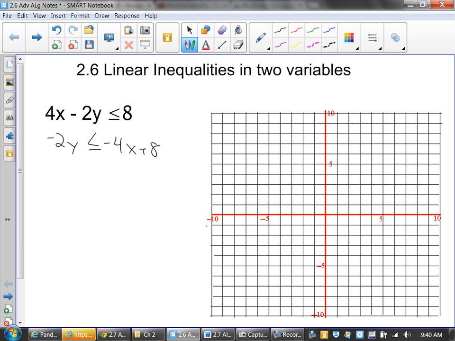And then at that point, you have to get rid of the coefficient in front of the y variable. Do we agree? What do you do? Divide and flip. Very good. Why do I flip in this case? Excellent. Remember, whenever you multiply or divide by a negative on both sides, you've got to flip the inequality. So y is now greater than or equal to 2x minus 4.